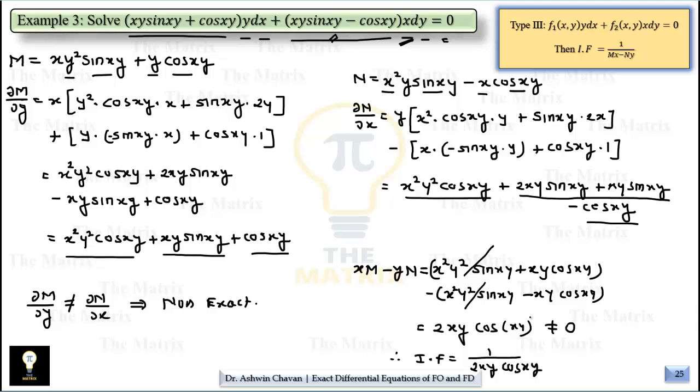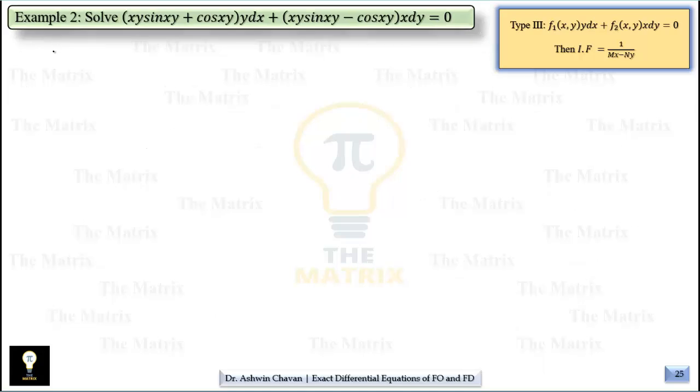Now we got the integrating factor. We multiply the given differential equation, which we call equation 1, and divide it throughout by 2xy cos xy, and we claim it is exact. Now let's multiply the given differential equation by 1 upon 2xy cos xy.